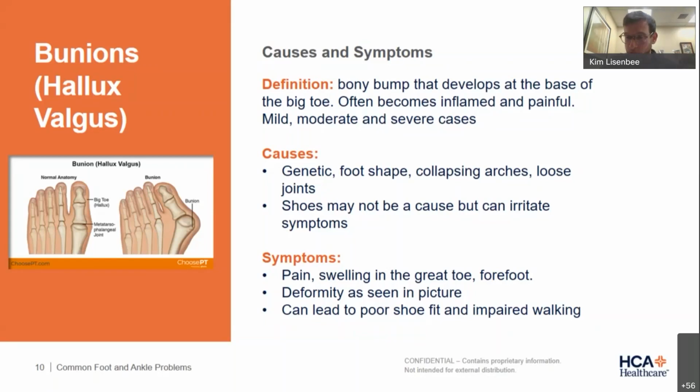So if you have family members that have had them, you're more likely to develop them. It's a little bit of a misconception that shoes or very narrow shoe boxes cause bunions. They haven't found in the research that it's a causative factor, but they can't rule it out. So it may be related, but it may not. Definitely related to irritating symptoms. If you have a bunion deformity and you're wearing really narrow shoes, that's not going to make it feel better.